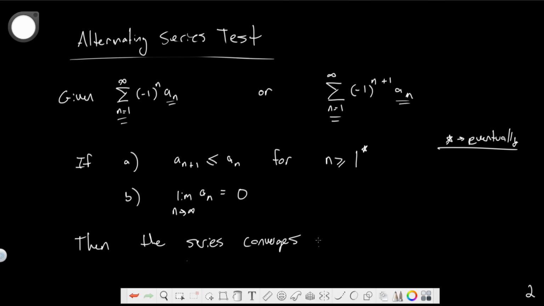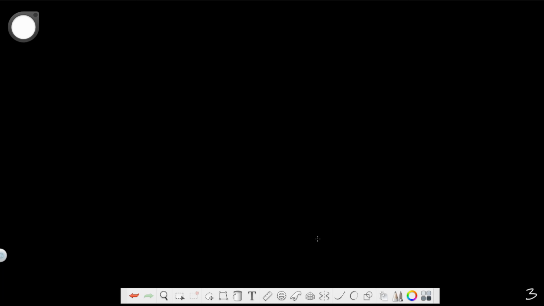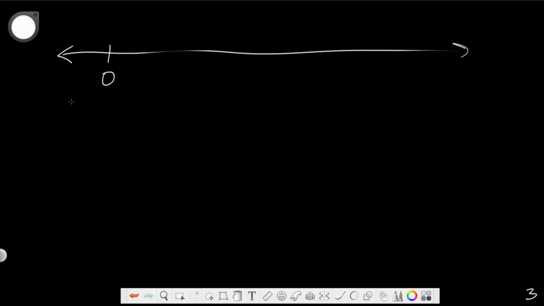Before we do a formal proof, I want to do a proof by picture of sorts. And I think it's going to make this theorem make a little bit more sense for those who are still wondering what the heck is going on. So I'm going to give myself a number line and place 0 right at the start of it. I want to remind myself what this theorem requires, A and B. A says that every term is smaller than the previous term in terms of its magnitude, not its sign, its magnitude. And the second part says that the limit as n gets bigger and bigger, a sub n is getting closer to 0 as time goes on.